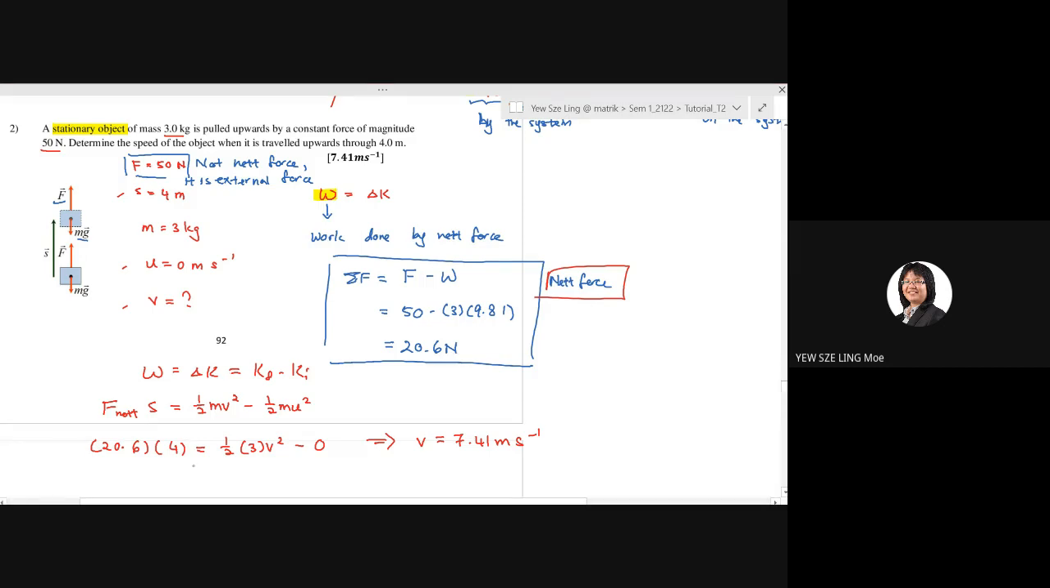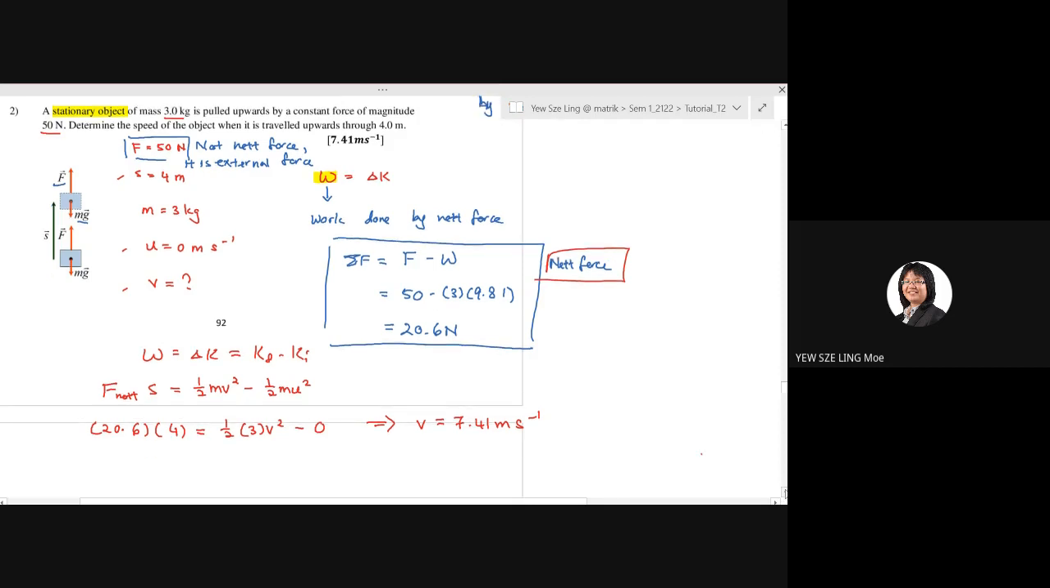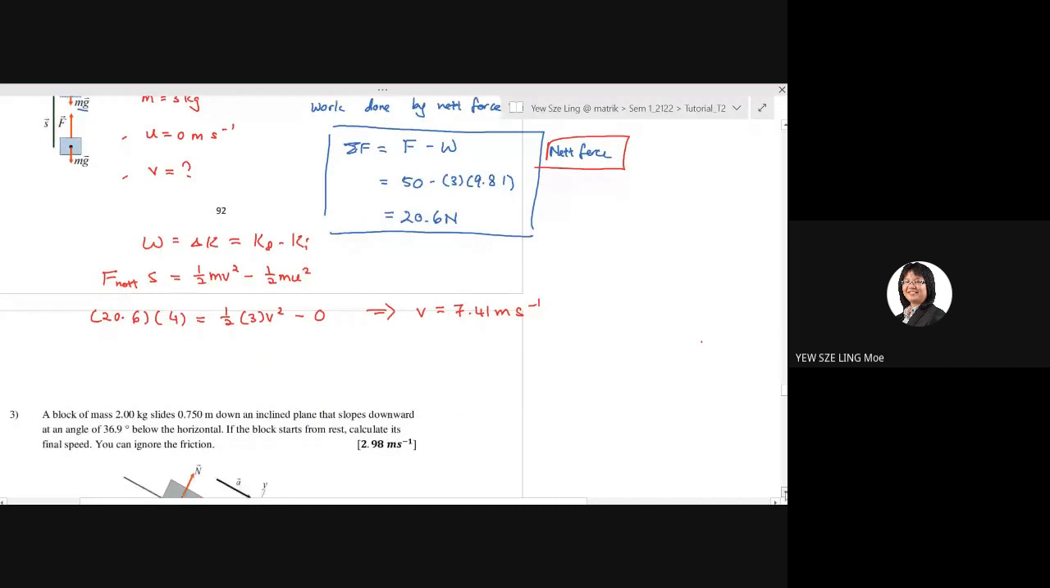Okay, so far okay, right? It's not too difficult yet. The most important thing is you know the difference between W equals delta K, W equals delta U, and W equals Fs cos theta. Fs cos theta you can have for work done by a component or work done by net force. But when it comes to delta K, it must be net force. When it comes to delta U, it must be gravitational force.